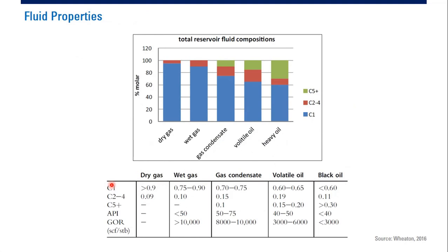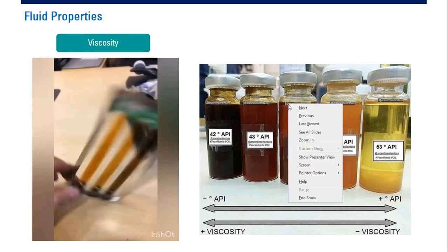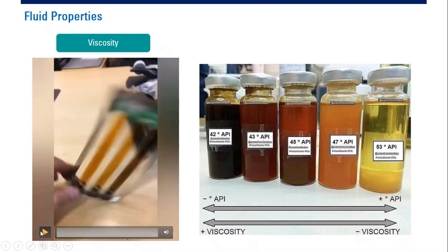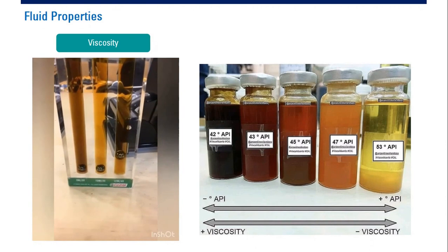Of course, the fluid properties will be governed by fluid composition. Like dry gas will be dominated by C1 or methane. And then we have wet gas, gas condensate, volatile oil, and black oil with different compositions. We will talk about this later. Another property that is very important is, of course, viscosity. Like this one, oil with different viscosity.